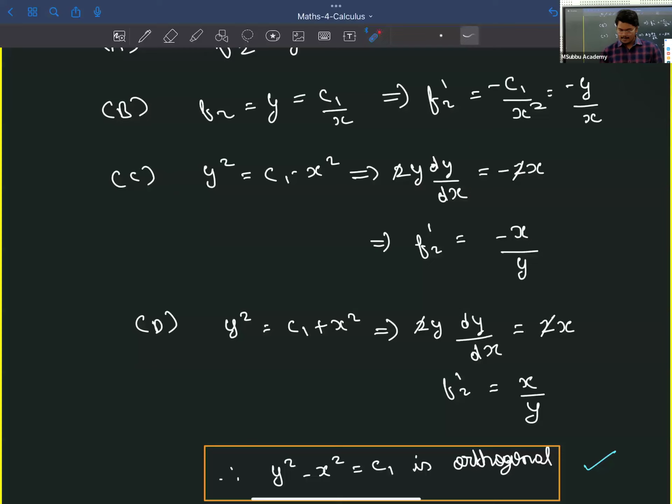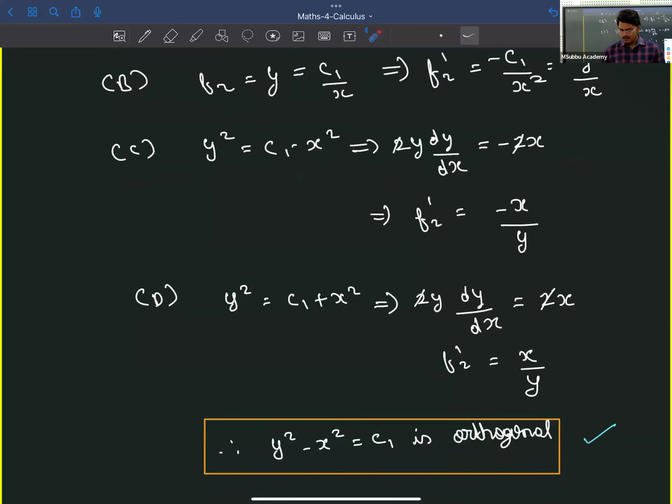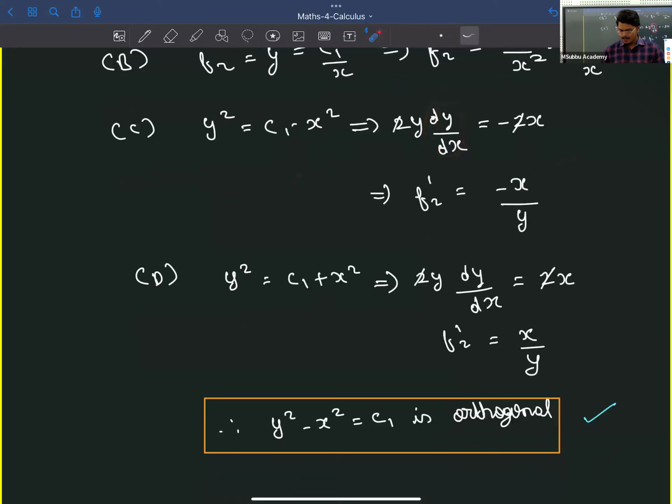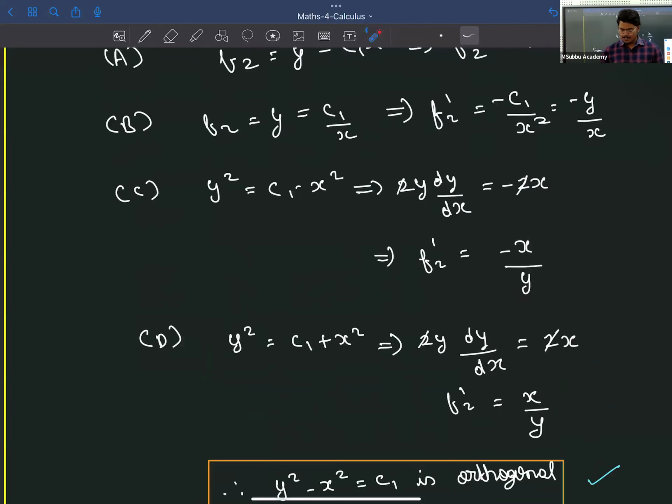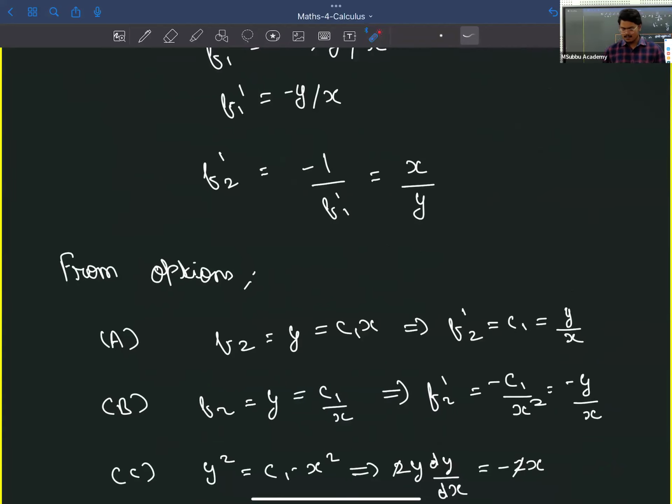So 2y into dy by dx, with respect to x we are differentiating. This constant term will become 0. Then minus 2x. Okay, so this 2 and this 2 get cancelled. So this will be f2 dash, and this y just comes here. So minus x by y. That's all. Okay, so now this is not the option. So we need plus x by y. So the last option will be the answer.